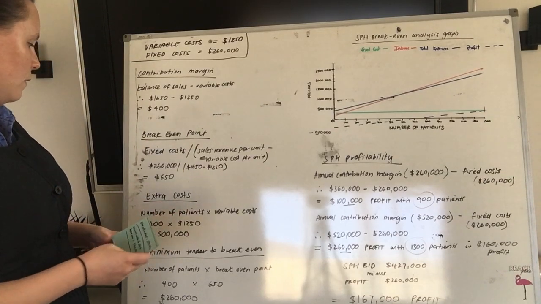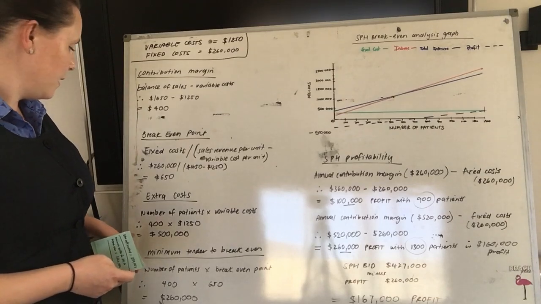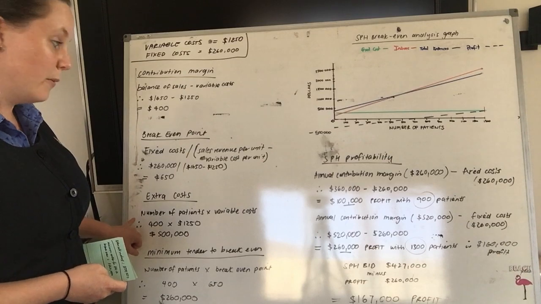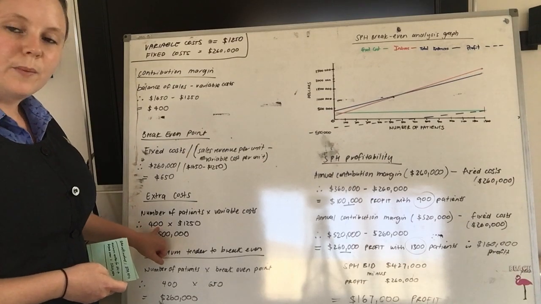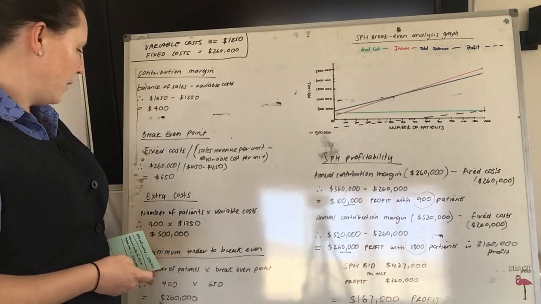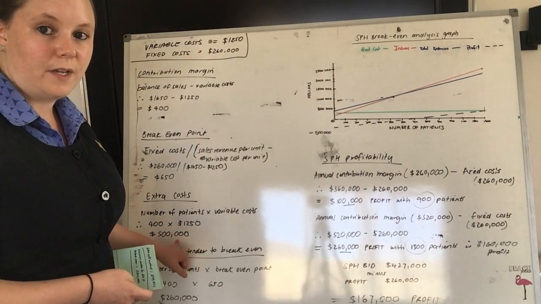The extra costs involved with taking on the extra tender would be the number of patients times the variable costs. Therefore, my additional number of patients, 400, times the variable cost of $1,250, my extra costs would come to a total of $500,000.